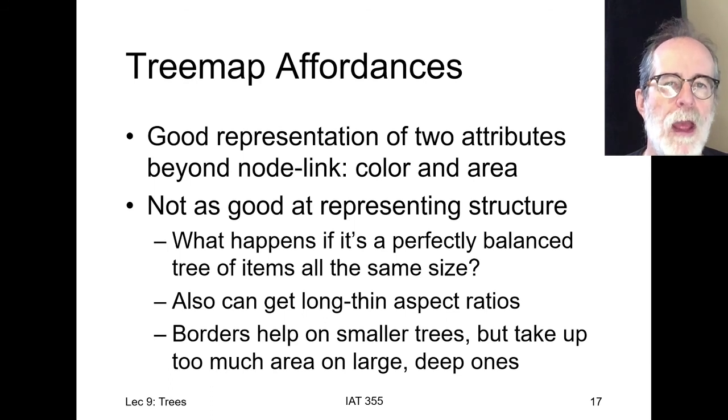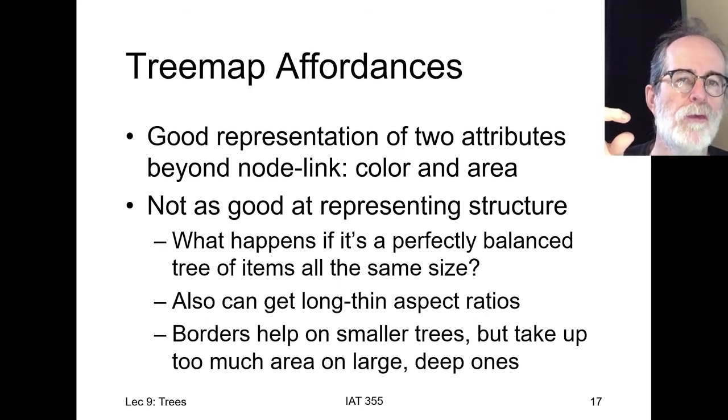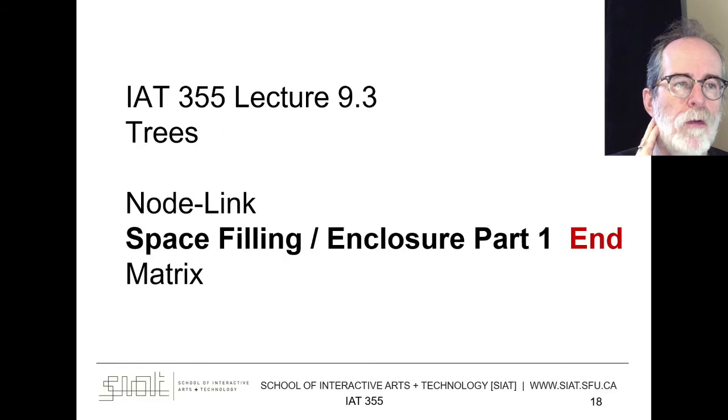The other thing that can happen, particularly with the standard algorithm, the starting algorithm as it were, is you get long-thin aspect ratios. We've seen some examples of that. Also, borders can help on smaller trees, but as you are adding elements and taking up pixels to create border elements, you're taking those pixels away from the space allocation process. So that's something that is of concern.